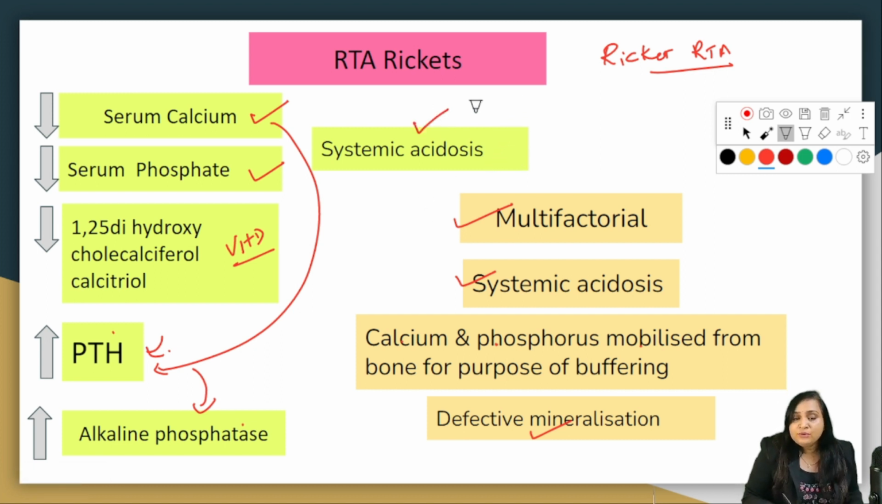So how are we going to differentiate this rickets from renal osteodystrophy? Here in RTA, there will be acidosis. There also, in end stage kidney disease, there could be acidosis.